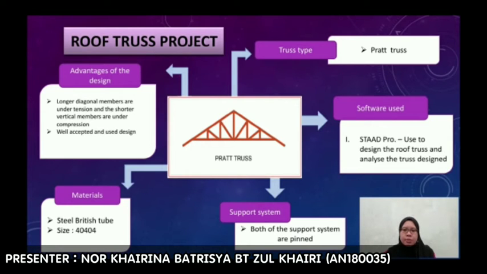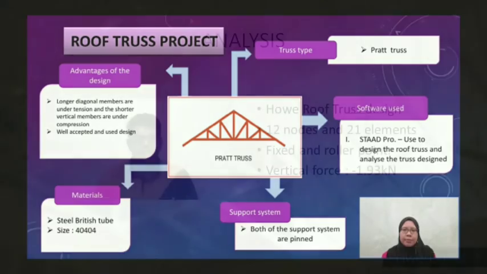For the support system, in this truss, both of the supports are pin. Materials used is steel British tube with size 40 by 40 by 4. The advantage of this design is that longer diagonal members are under tension and the shorter vertical members are under compression. This type of design is well accepted and used by other countries too. That's all from me. Thank you.